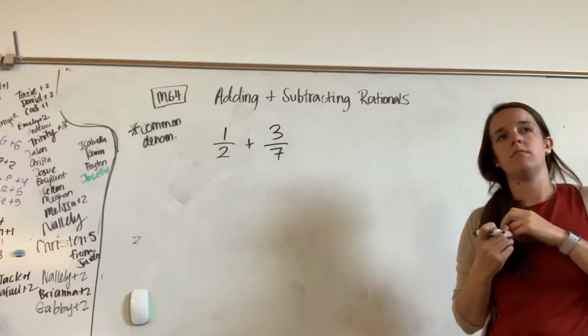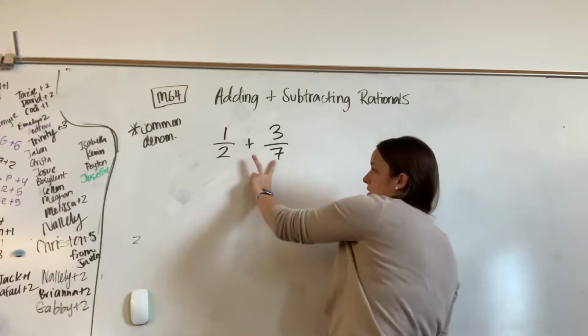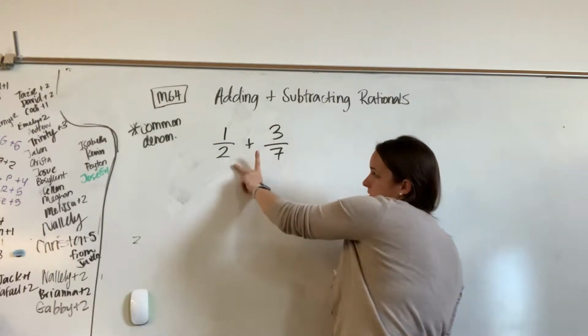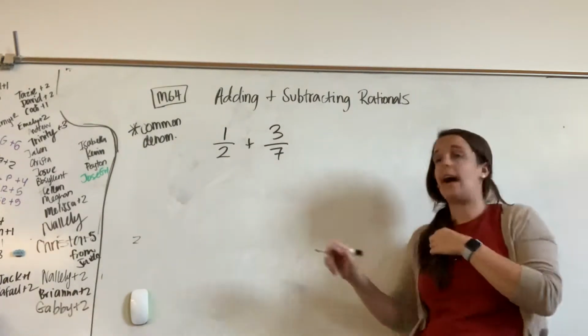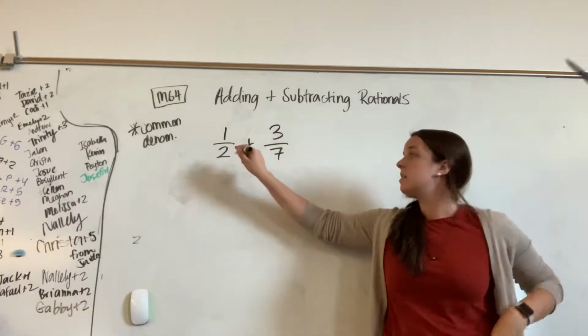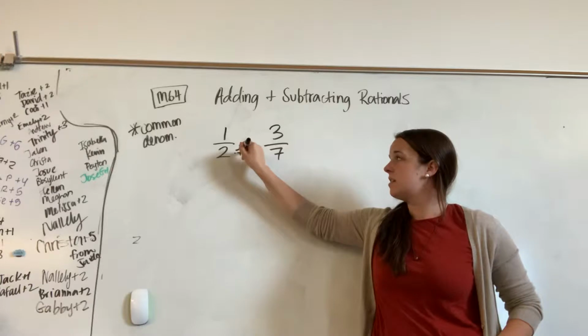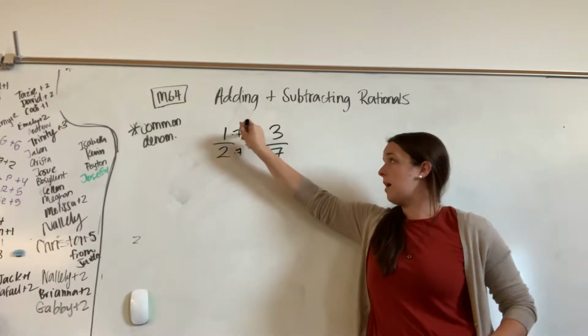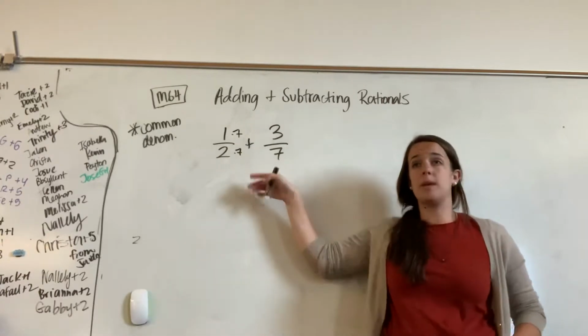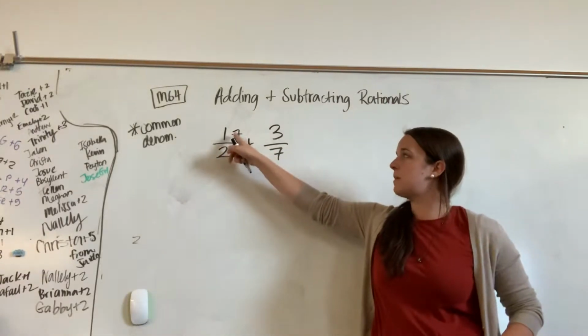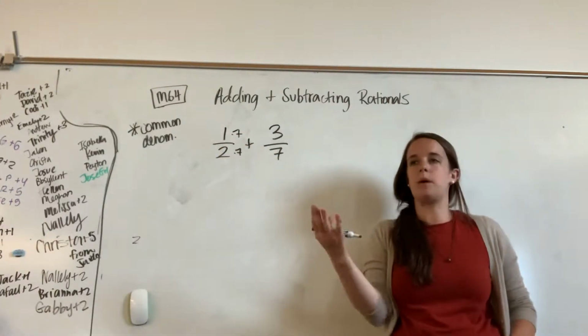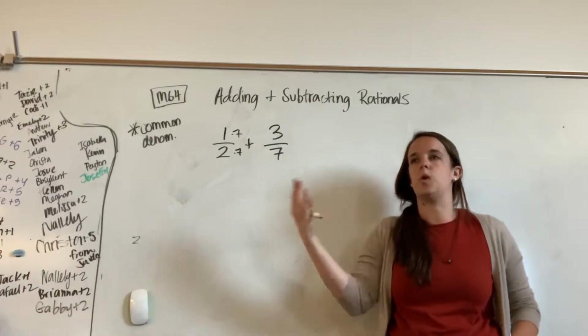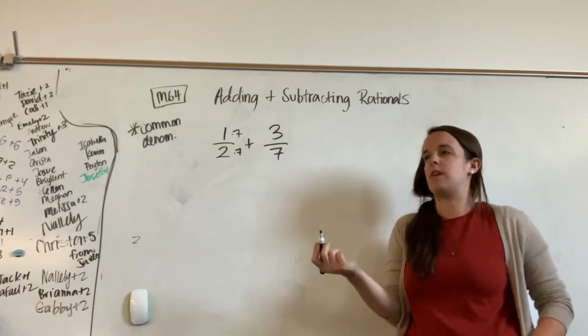Find the least common multiple, which would be 14, right? How do I make 2 into 14? Times 7. When I multiply by the bottom, I multiply on the top. The reason why I have to multiply on the top is because if I multiply by 7 over 7, I'm just multiplying by 1. 7 over 7 is 1. I'm just turning it into a different way.